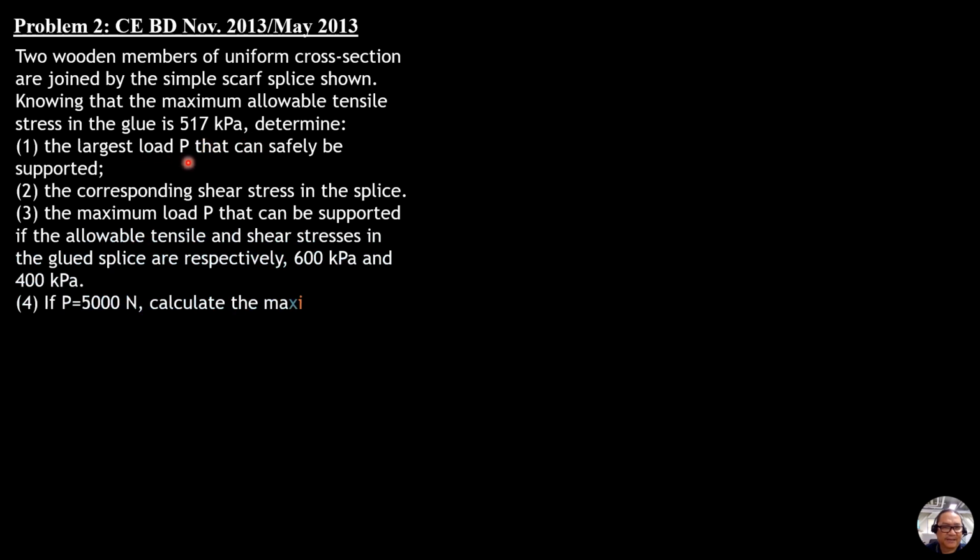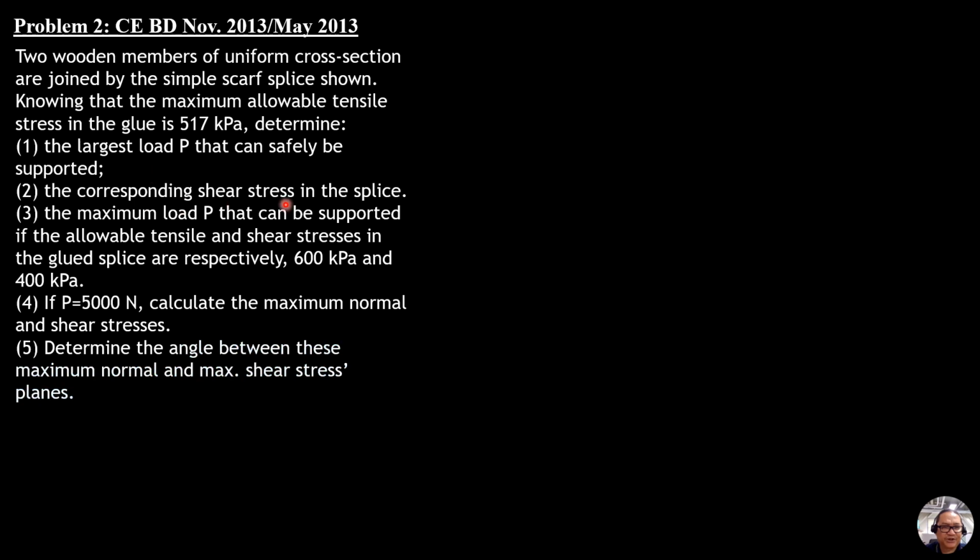So for problem 2, this came out in November 2013 and May 2013. Two wooden members of uniform cross-section are joined by the simple scarf splice shown. Knowing that the maximum allowable tensile stress in the glue is 517 kilopascals, determine the largest load P that can safely be supported.